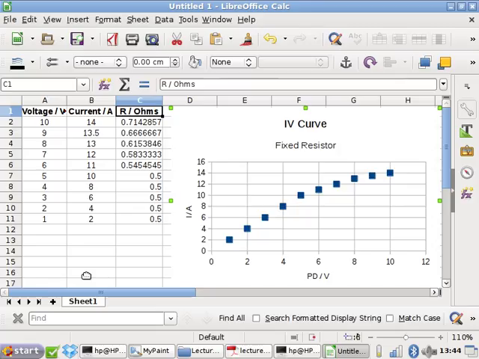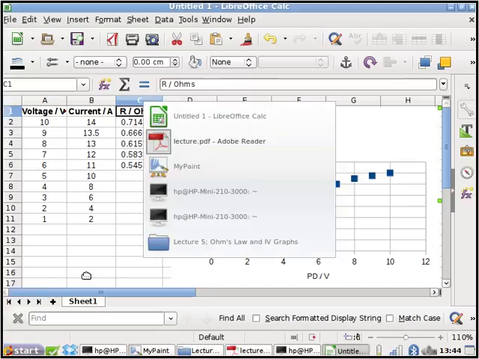Because if you increase it enough, it'll probably explode. Then you get zero resistance, or infinite resistance, perhaps. Okay, continue. Yeah. Next.